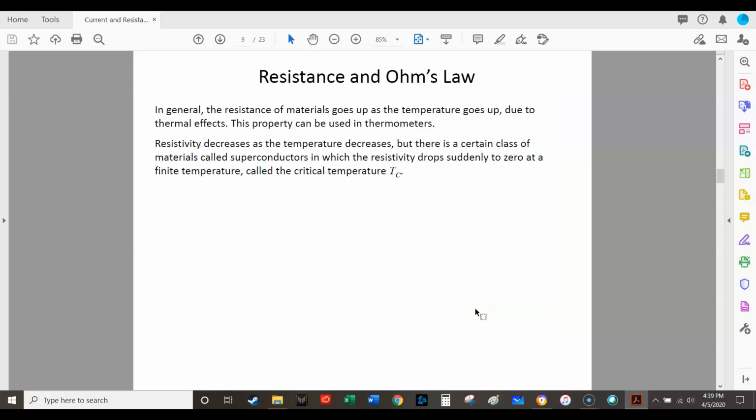All right. Interesting. Also, another fact too is as objects begin to heat up, their resistance will also increase. When materials are cooled down, then their resistance goes down. Okay. There are a weird class of materials called superconductors where their resistance drops to 0 when they approach a very small temperature. So it's called a critical temperature.